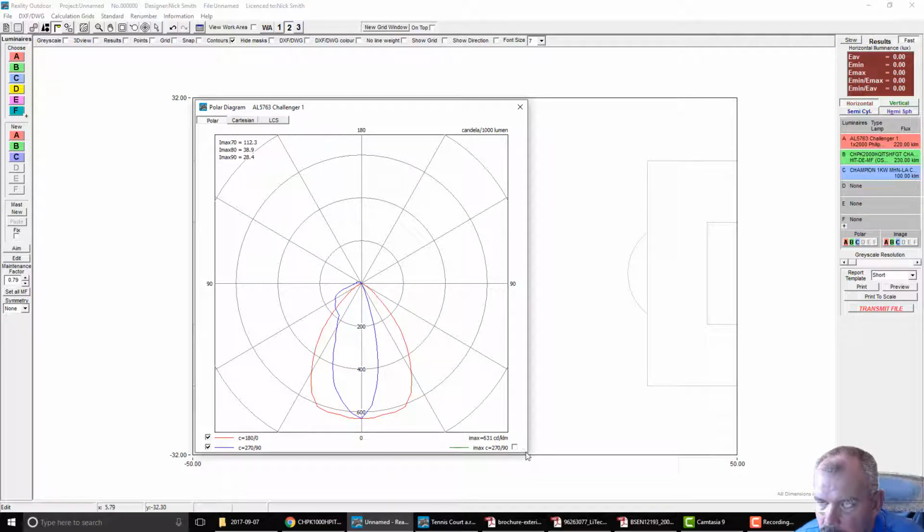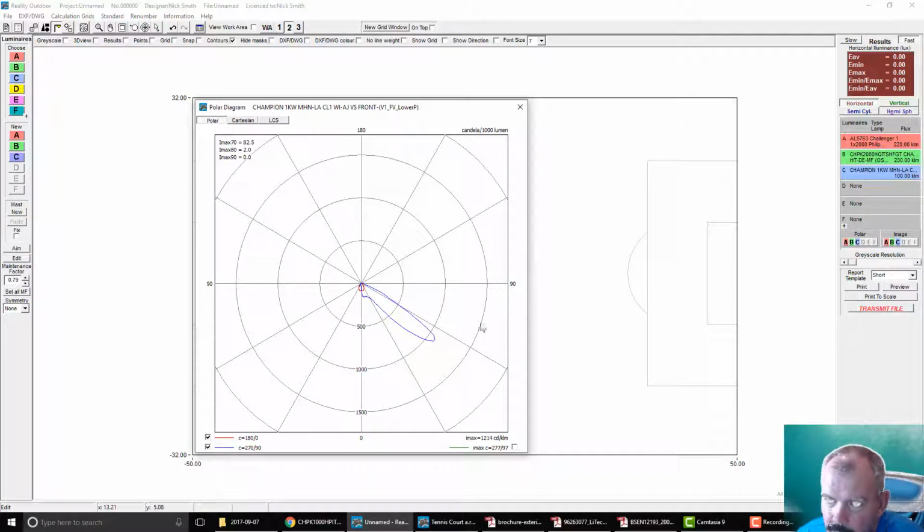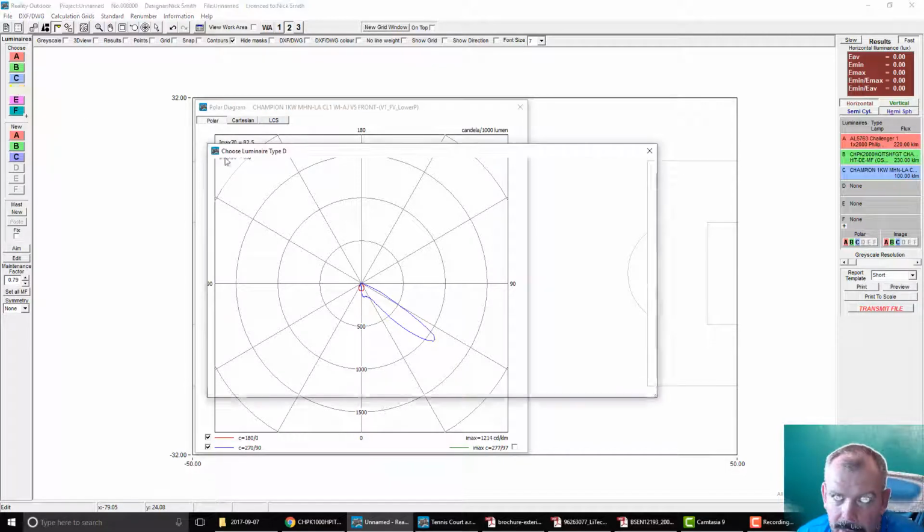So there's a little bit of understanding needed between how the manufacturers photometered it and what's going on. I have to say, this is the exception rather than the rule. The majority of manufacturers will photometer their floodlights horizontally, as we've got here.